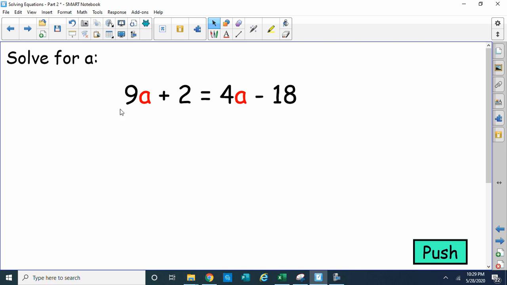Solve for a. 9a plus 2 equals 4a minus 18. Wow, now I see what they meant on both sides of the equal sign. So there's an a on this side and the same a is on that side. So can you figure out what's the same number for a? That 9a plus 2 is equal to 4a minus 18. So that's where we're going to go next time.